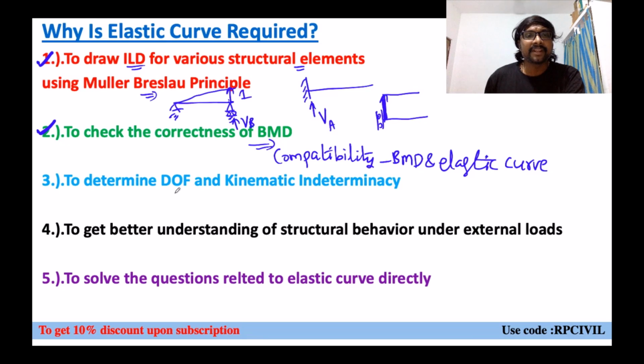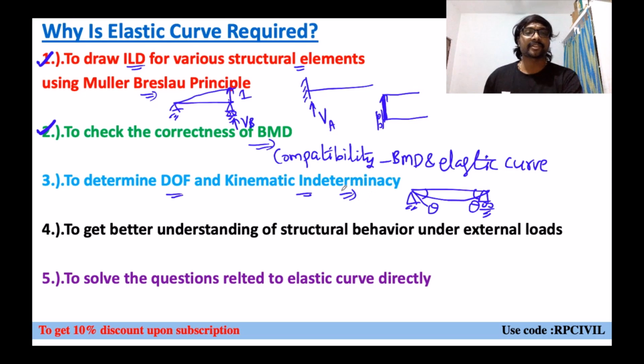And to determine degrees of freedom and kinematic indeterminacy, suppose we consider this beam, let us say, how will it be deflecting now? This will be deflecting like this. Means at this place what can you allow? You can say rotation is possible. At this place it is deflecting like this, means rotation is possible. So at each and every joint we can identify how many degrees of freedom are available based on the type of support. The sum of the degrees of freedom is nothing but the kinematic indeterminacy of the structure. So in the determination of kinematic indeterminacy and degrees of freedom also, this elastic curve will be useful.